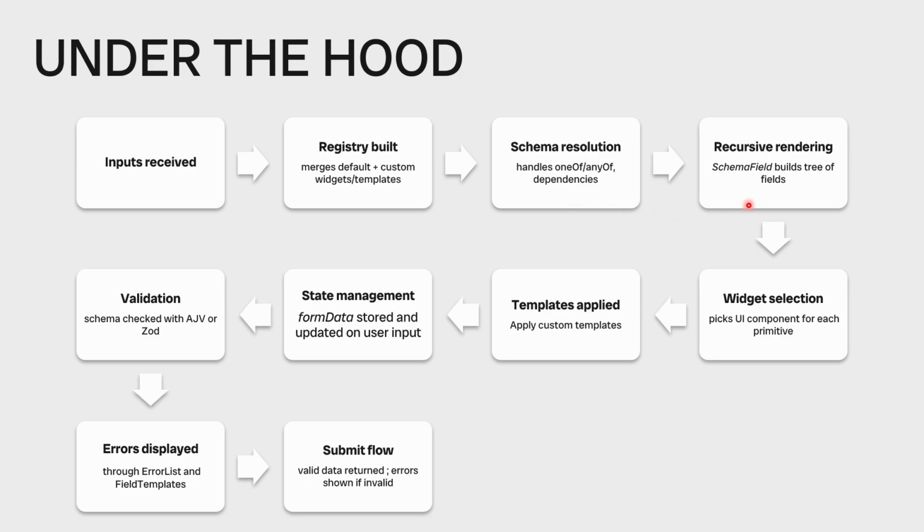Next, the SchemaField component goes through the schema tree recursively and builds the full form UI from roots to leaves. Widget selection. RJSF picks the right widgets. It checks the UI schema for custom widget definitions, and if there are no definitions, it will continue to use the default components.